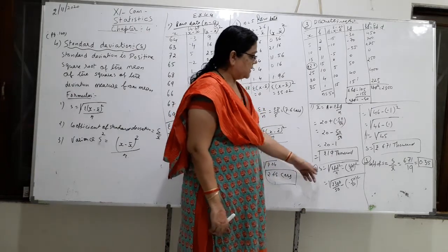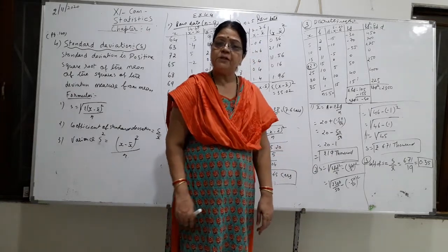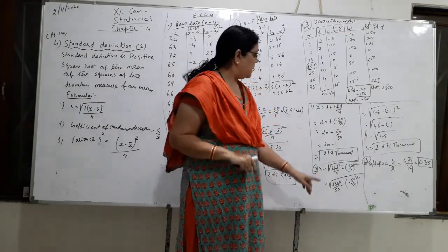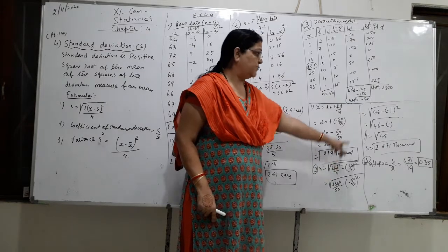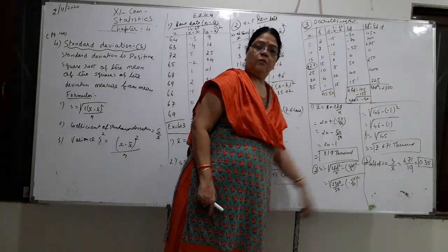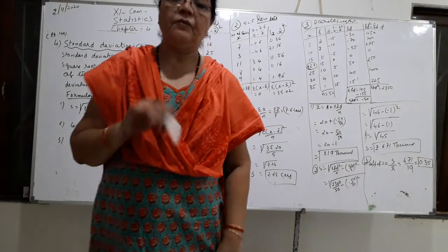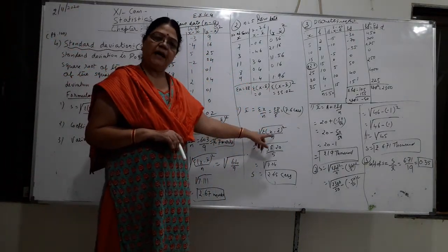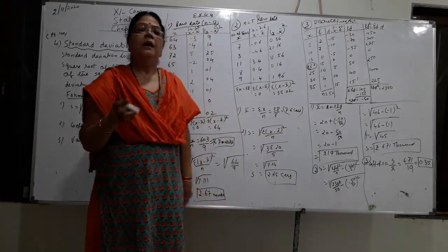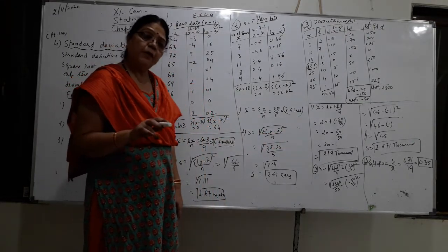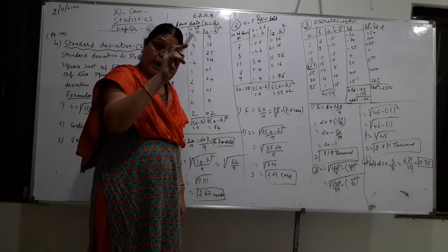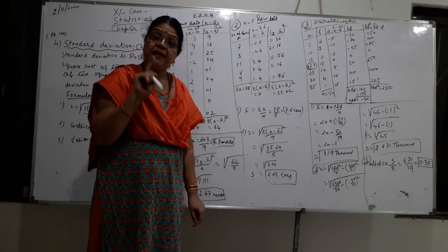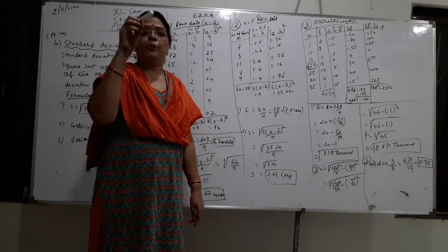Okay. Now S. What is the formula for standard deviation in discrete series? Under the root, sigma fd square, which we have found out here. What is the formula for discrete frequency distribution? For raw data, I have told you, okay, sigma x minus x bar whole square upon n. But for discrete, what is the formula? Sigma fd square upon n minus, in the bracket, sigma fd upon n whole square.